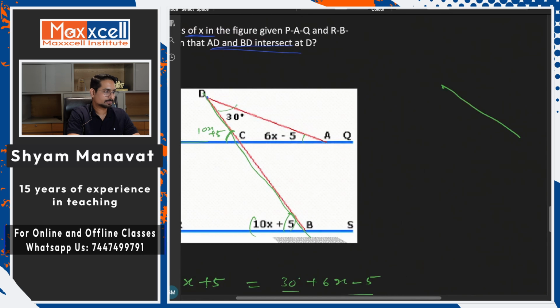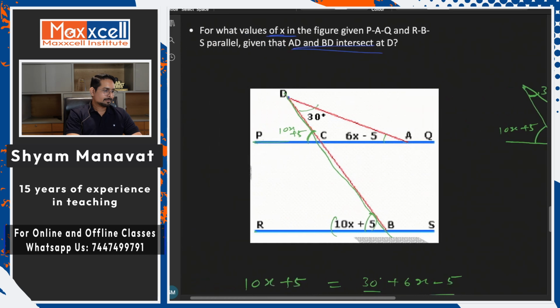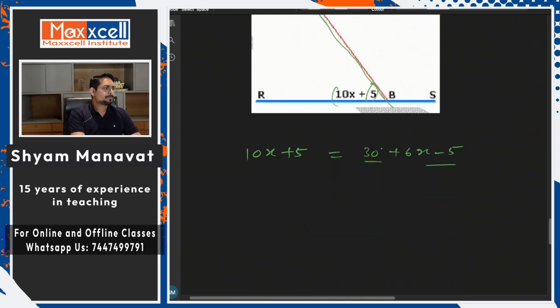Look at that. So this is the external angle, 10x plus 5, equal to the sum of remote angles: this which is 30, and this which is 6x minus 5. I hope you are comfortable with this. Now simplify and get the value of x. Simplify it, what will we get?